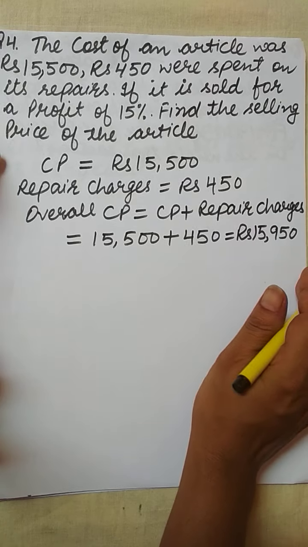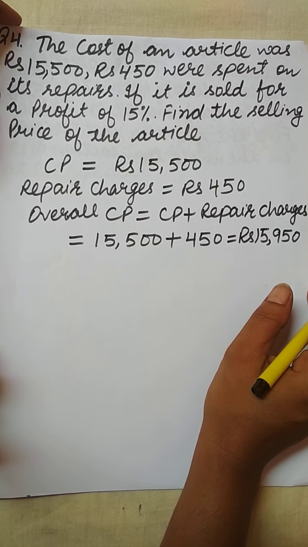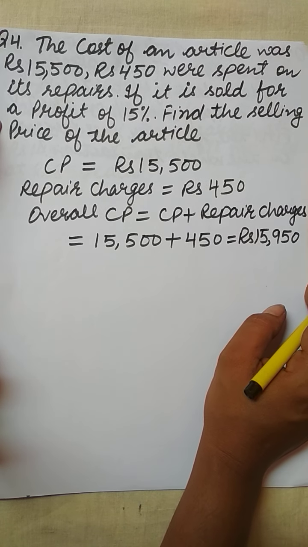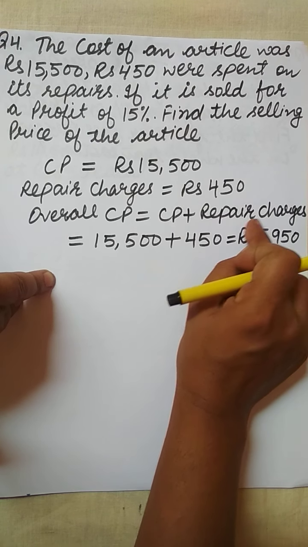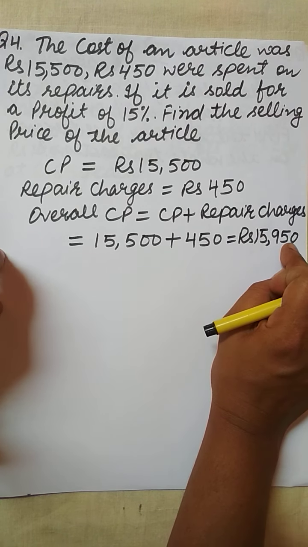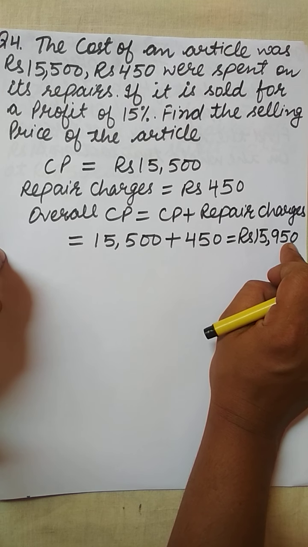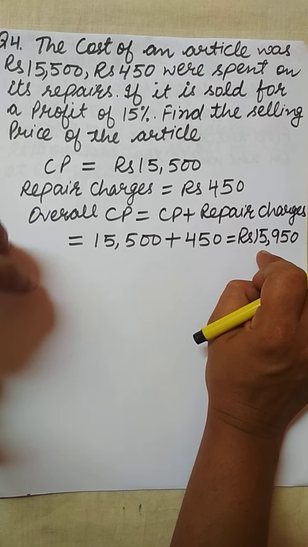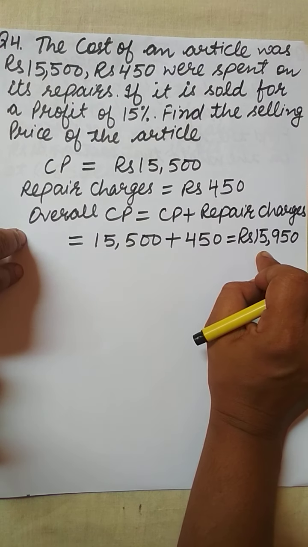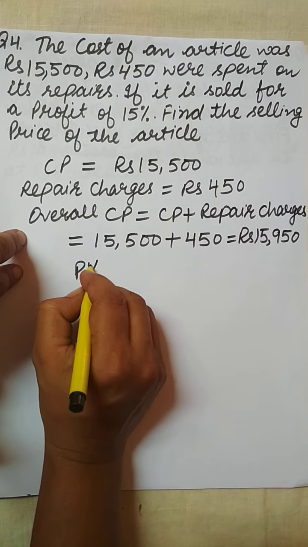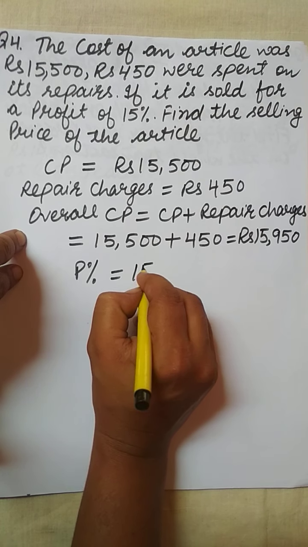One is 15,500, the cost price, and 450 was the repair charges. So as a whole, the person has spent 15,950 rupees on the article. After this amount, he has sold this article at the profit of 15%. So I can write profit percent is equal to 15%.